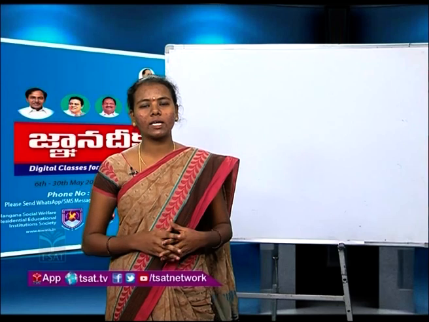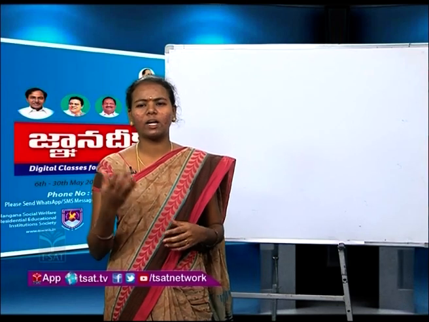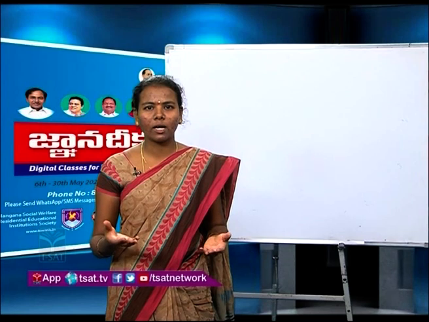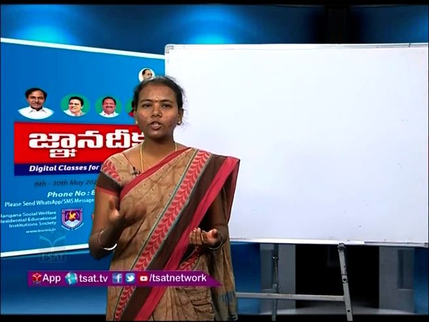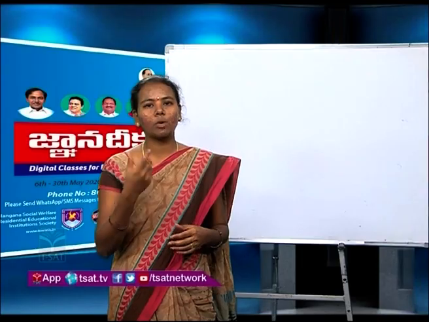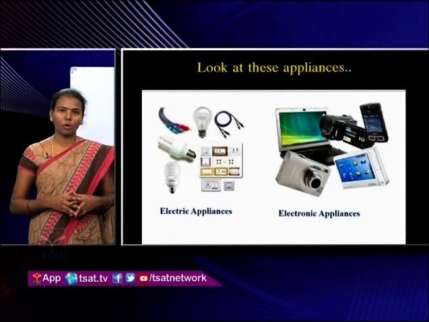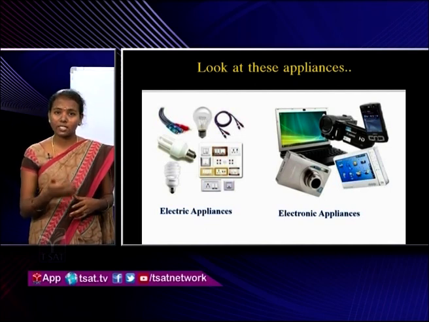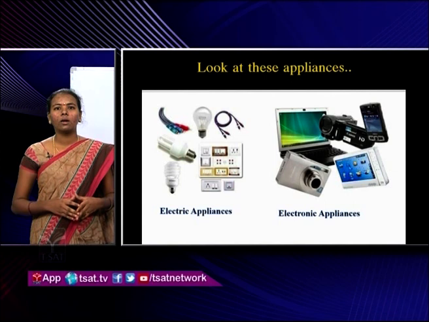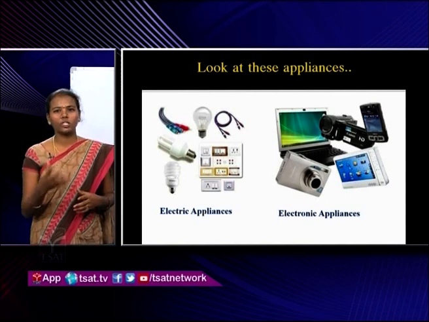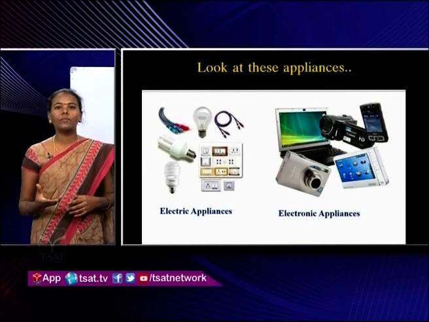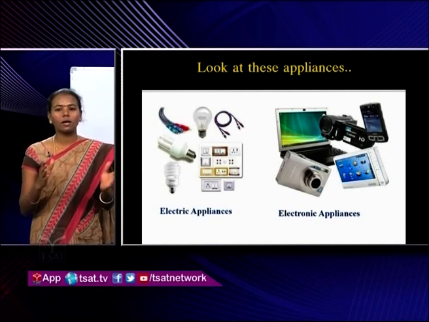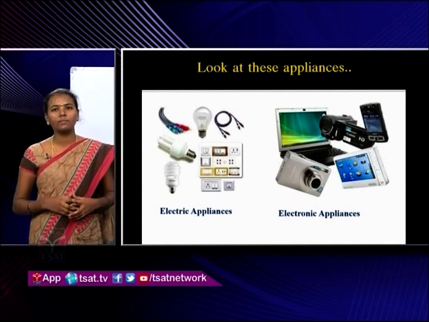Whereas electronic appliances, if you take a mobile, laptop, PC, digital camera, all these are electronic appliances. If you take a mobile phone, you can do many things using it. You can record videos, take pictures, send text messages, make a call, and many more things, right? You can watch TSAT live programs also. So in these two types of appliances, which is smarter? Obviously the electronic appliances, right?